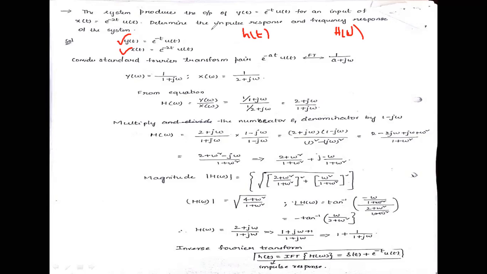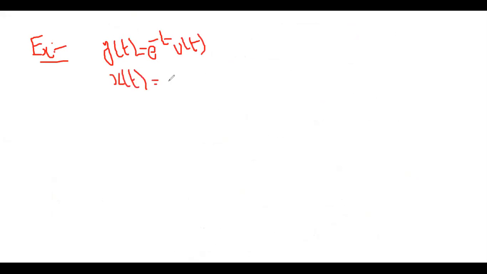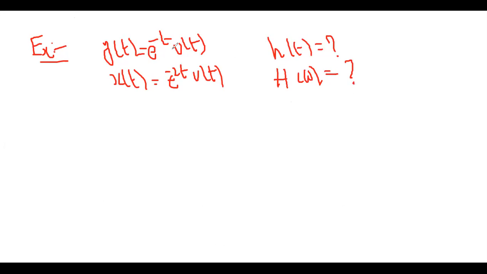Y is e power minus t. Another example. Given y of t is equal to e power minus t mu of t, and x of t is e power minus 2t mu of t, you have to find the impulse response h of t and the frequency response h of omega. So what is the y of t? It is e power minus t mu of t.